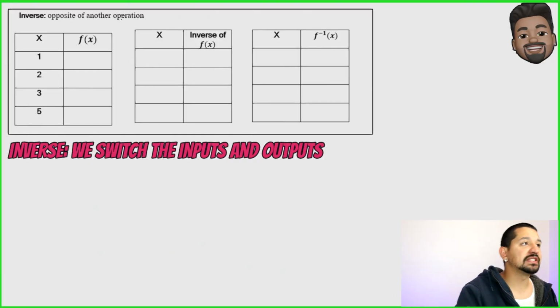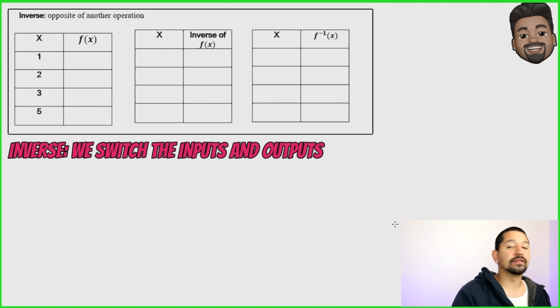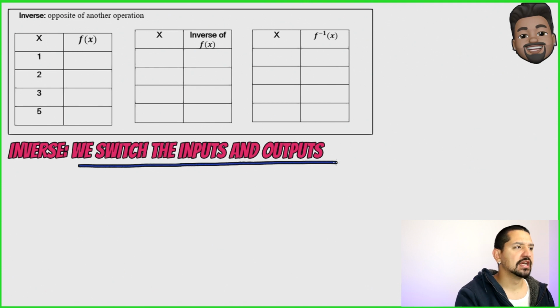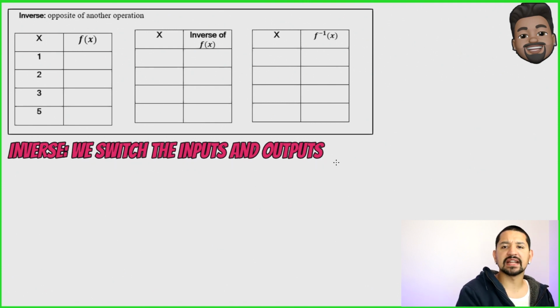Inverse is the opposite of another operation. Here is the mathematical definition that we're going to use right now. We want you to know how inverses work with a table, graph, and equation. This week it's table and graphs. Next week we're going to do equations. Now here is the mathematical definition that we're going to use for tables: we switch the inputs and outputs. What that means is when you have x and y values, they swap. They undo each other, so they're basically going to switch.